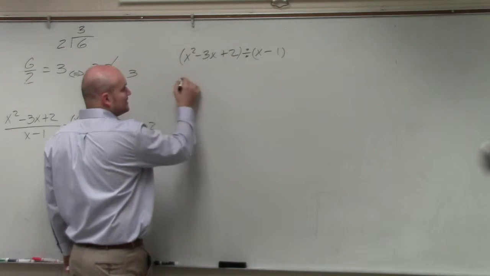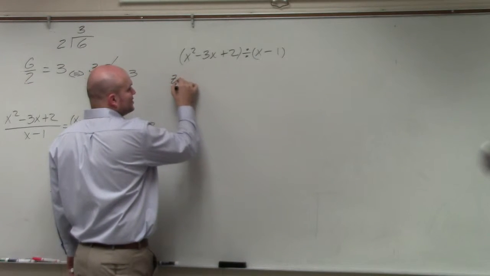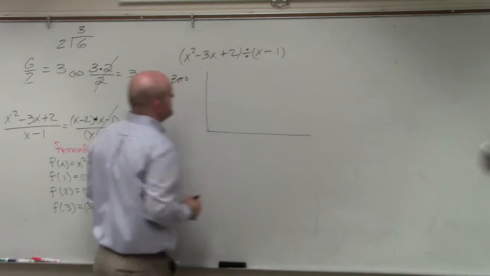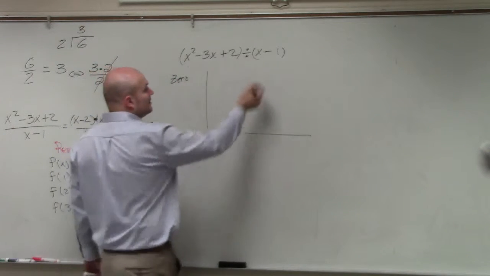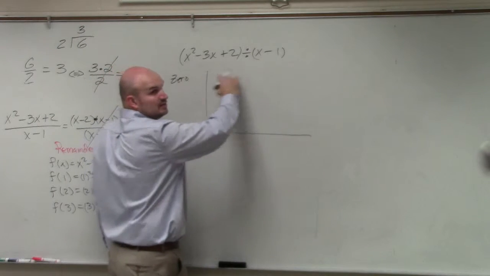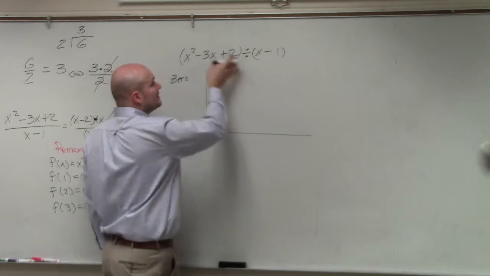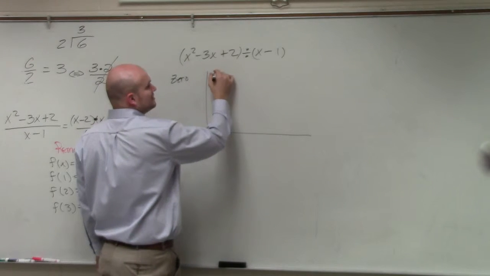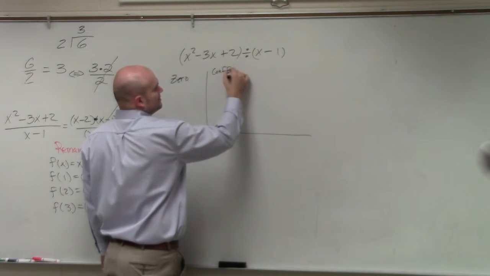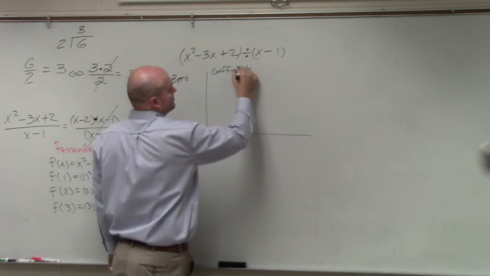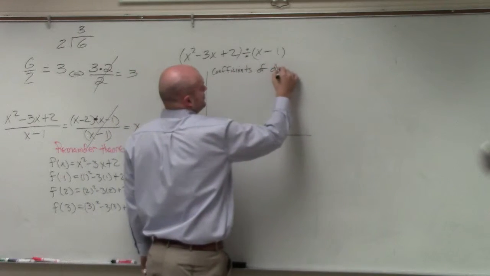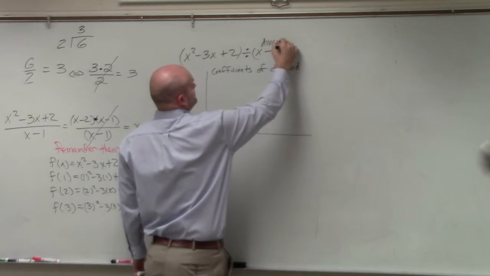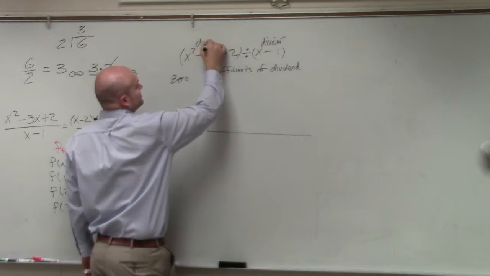So the first thing we always want to do when we're doing synthetic division: in long division, we divided by the factor. In synthetic division, we're going to divide by the 0. In long division, we wrote the whole dividend. In synthetic division, we're just going to write the coefficients of the dividend. So here's our divisor. Here's our dividend.